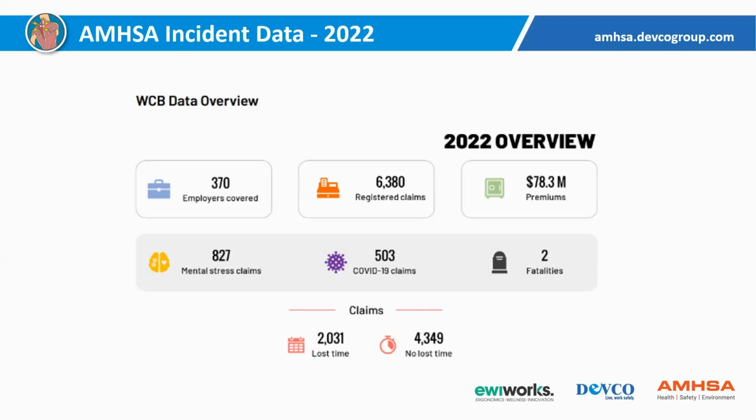Obviously, a large number of employers covered, 370 different groups. We can see the number of claims there at the bottom, over 2,000 lost time claims and over 4,000 no lost time claims, and over 78 million in premiums paid. So if you look at the AMHSA membership, it's a lot of organizations, lots of employees, sorry, that are covered by this, and what comes along with that is a large number of claims as well.